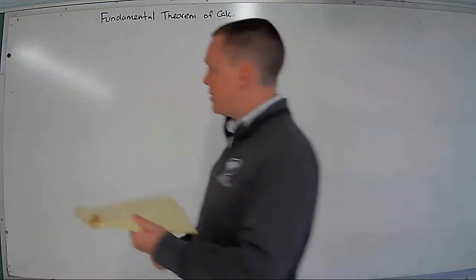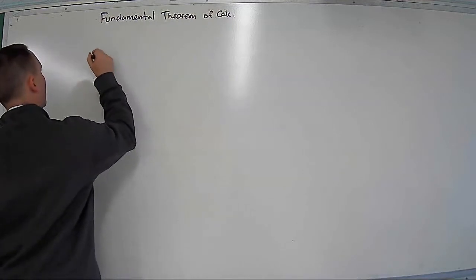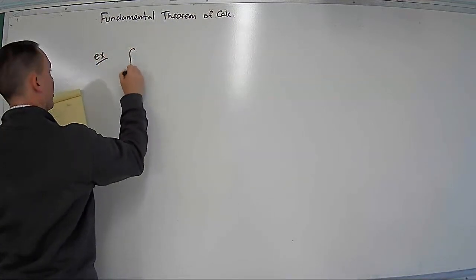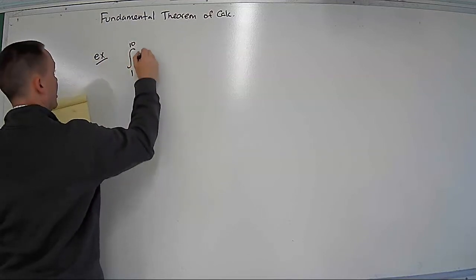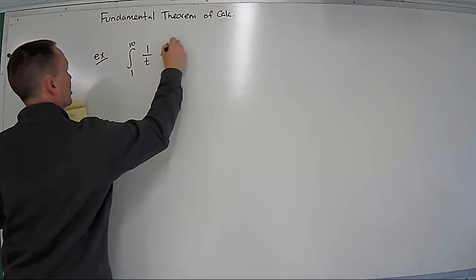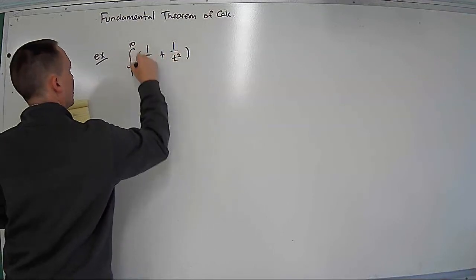All right, we're back. One more example here of just computing a definite integral. You can see that the hard part of this is going to be being able to compute these antiderivatives. So let's do 1 over t plus 1 over t squared.